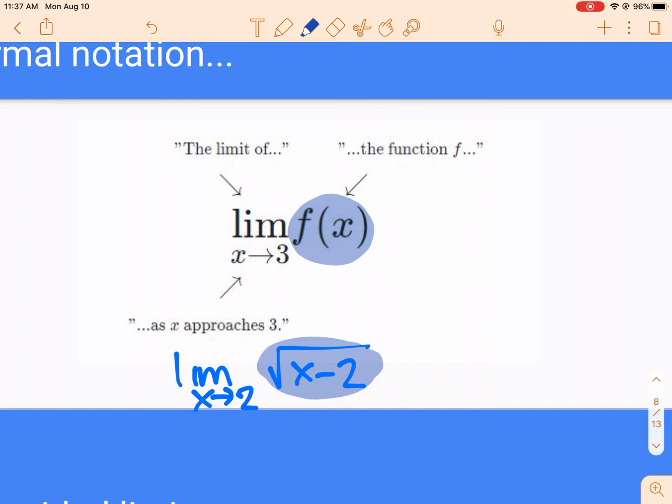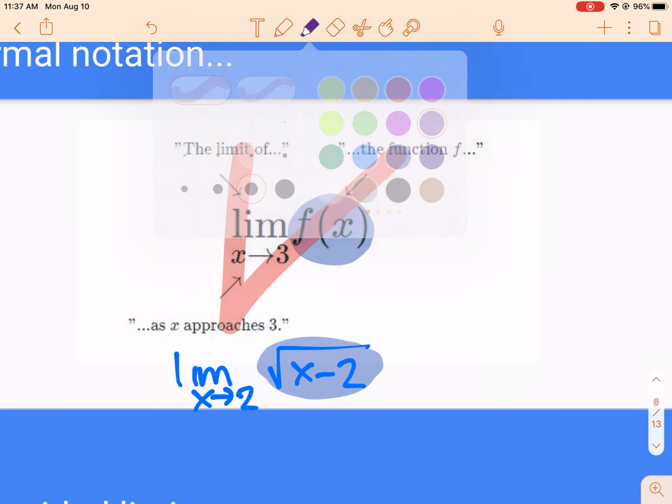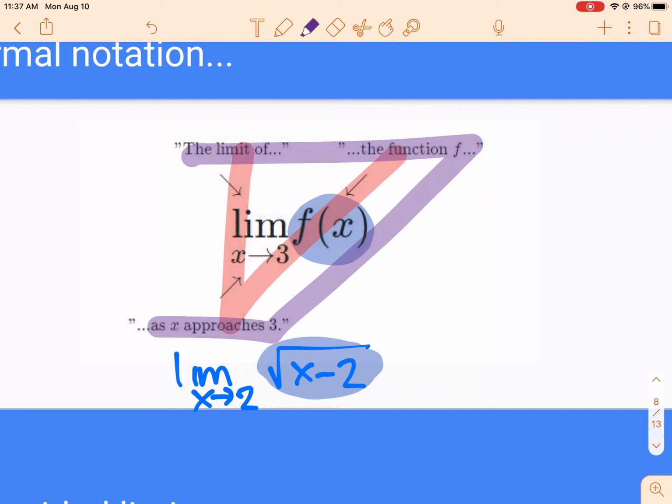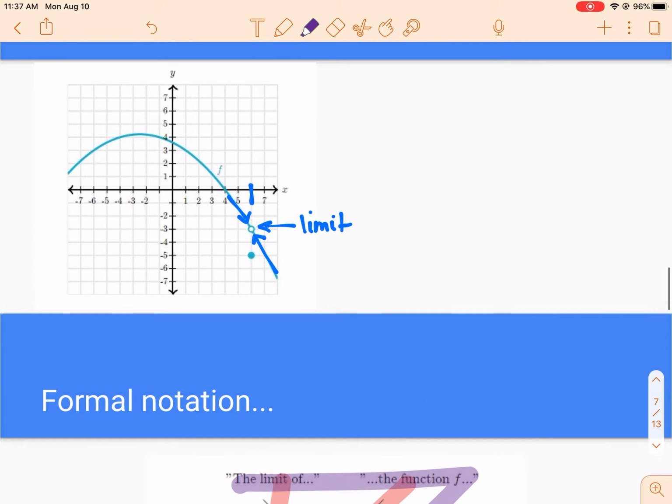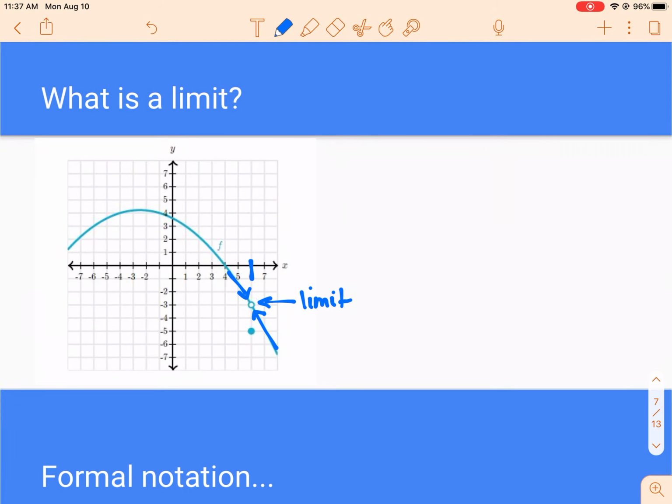The limit of the function f as x approaches 3. Sometimes I switch around and I say the limit as x approaches 3 of the function f. So we can do that in two different ways. You could do the limit as x approaches and then of the function, or you can go the way that I said it first, and then as it approaches 3. Either way, we're still communicating the same thing in a very formal way. So I'm going to go back to our last example. If you need to pause and I'm going too fast, please go ahead and pause.